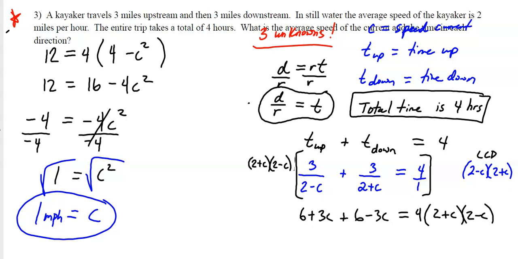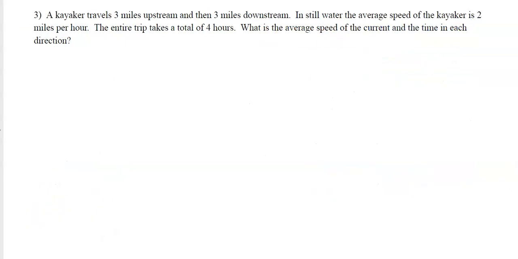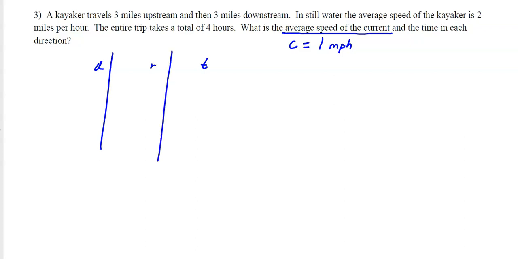And now I'm going to erase this. And it says, what is the average speed of the current? Which we've got. It's 1 mile per hour. That was our c. And now let's figure out the time in each direction. So if we go back and I put our table back in here that we had in the beginning.